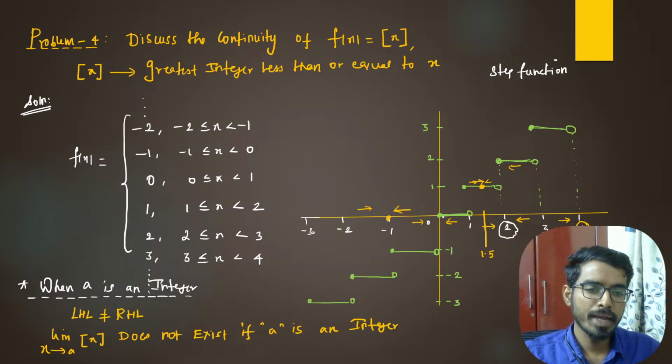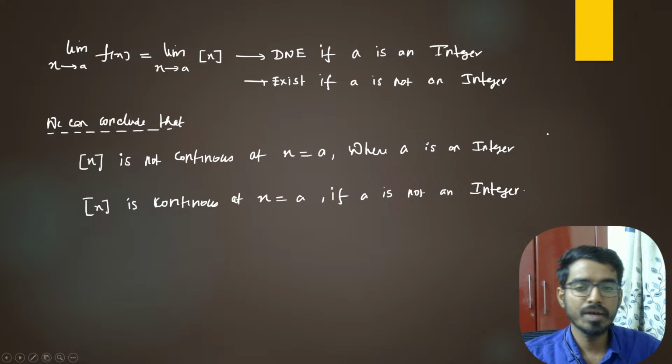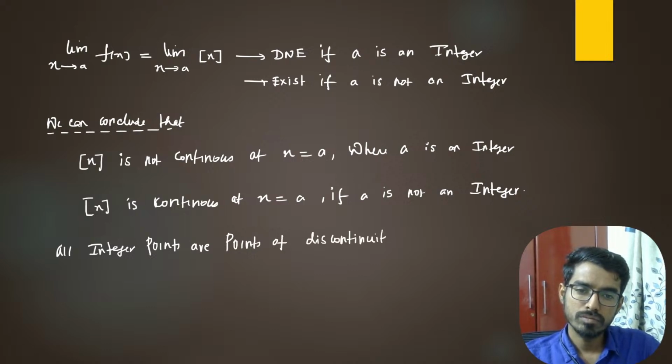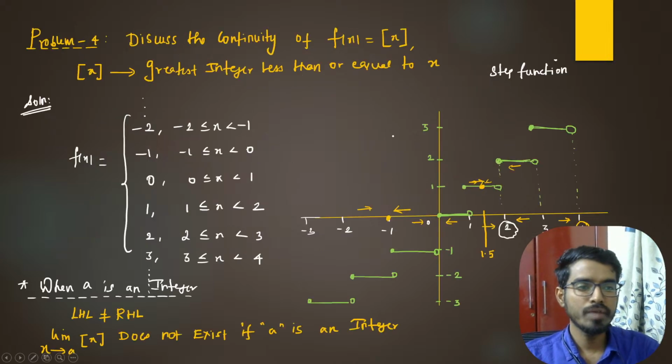So here I can draw without lifting the hand. I have to jump, and then I have to go here. I have to jump, I have to go here. I have to jump, I have to go here. Now you can see where I am jumping. I am jumping at all integer points. So all integer points are points of discontinuity. Whatever integer you take, it is not continuous at that point, right?